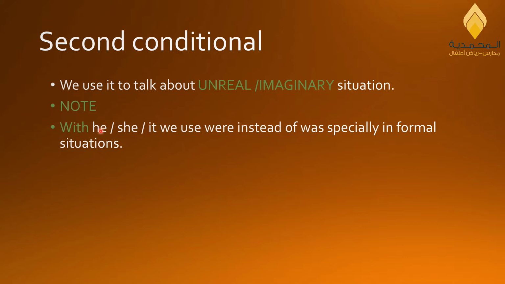Note, usually with he, she, it, we use were instead of was, especially in formal situations. And this means that you have two choices with he, she, and it. We can use was and we can use were. So both choices are correct, but because we're talking about unreal, imaginary situations, it is better to use were.